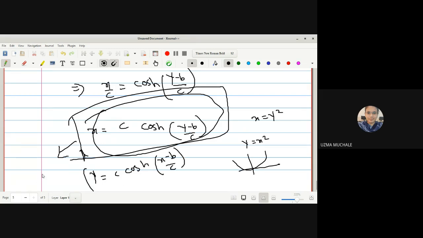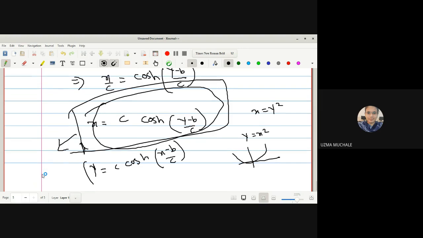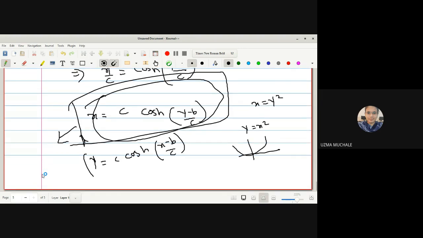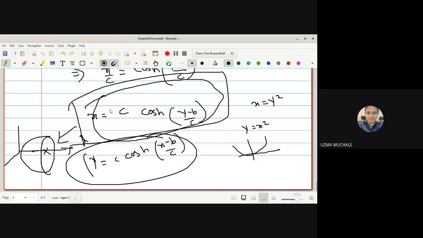But that is when the revolution is about a different axis. First we have found the revolution about the y-axis. Now the homework for you is to find out the same question, but the revolution is now about the x-axis. This will be the x-axis, the curve will be here. Find out the revolution about the x-axis and find out the equation of a catenary. Okay. The same equation as written here will come, with a few changes. Where there is x, there will be y. Okay.